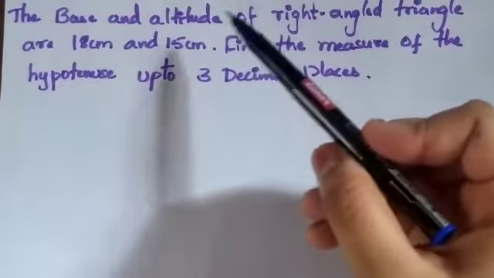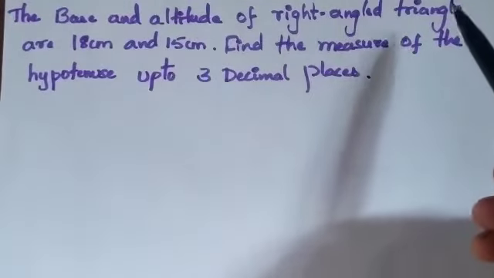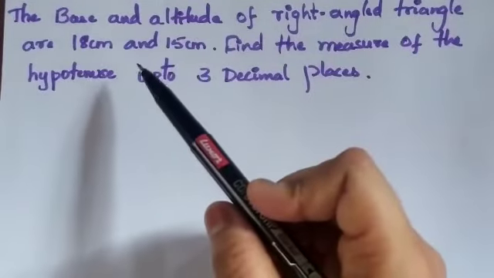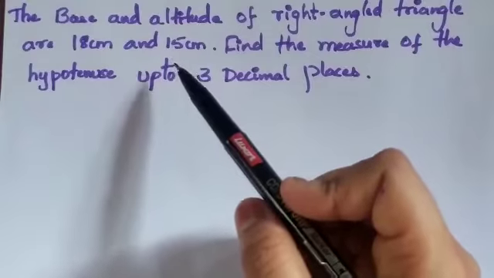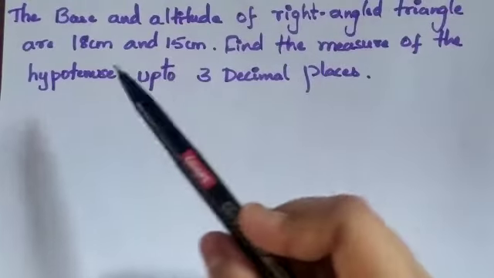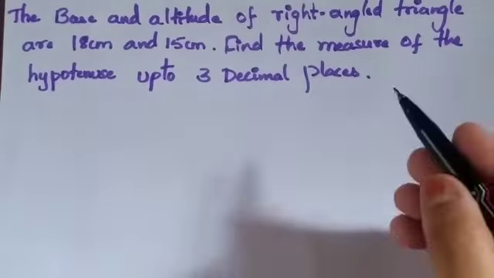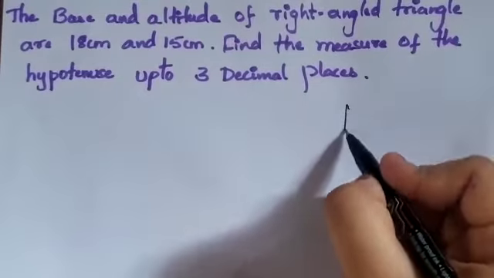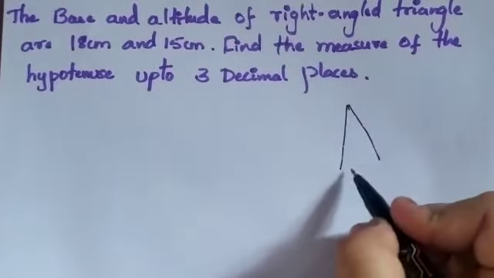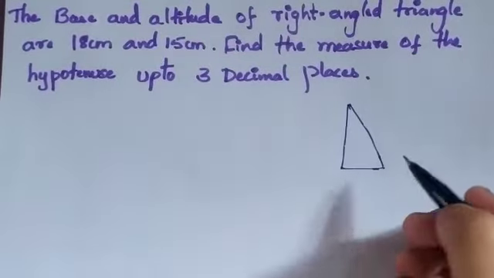And the last problem here is: the base and altitude of a right angle triangle are 18 centimeter and 15 centimeter. Find the measure of the hypotenuse up to 3 decimal places. This type of problem we have already discussed, so let me revise that. Let me take a right angle triangle here.